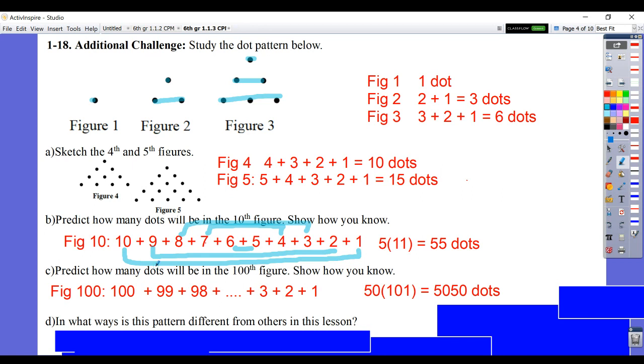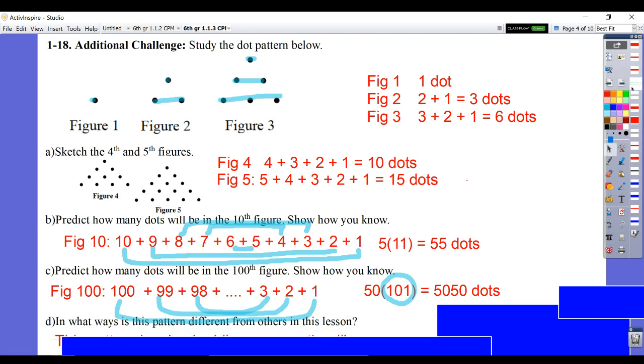So instead, using this sort of mathematical technique, you can make this much easier because you can say, all right, I know 100 plus 1 would be 101. I know 99 plus 2 would be 101. I know 98 plus 3 would be 101. So each pair would make 101. How many pairs of numbers are there between 100 and 1? There are 50 pairs. So 50 times 101, 5,050 dots.